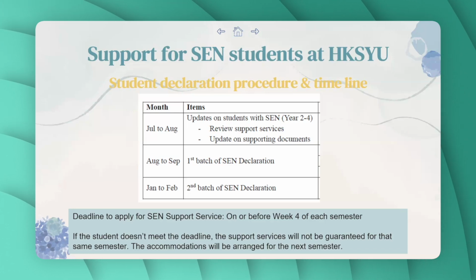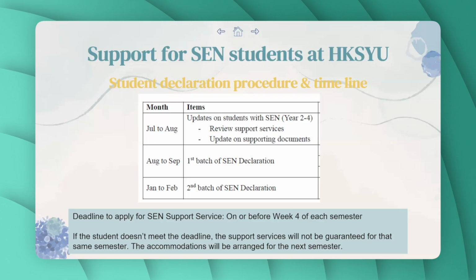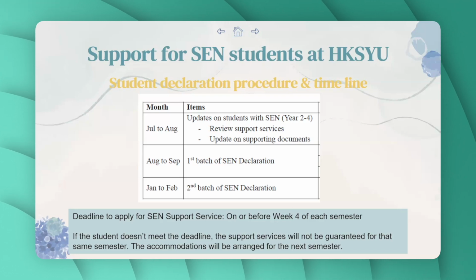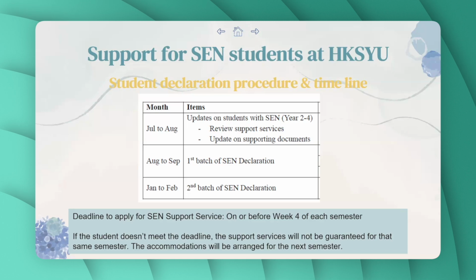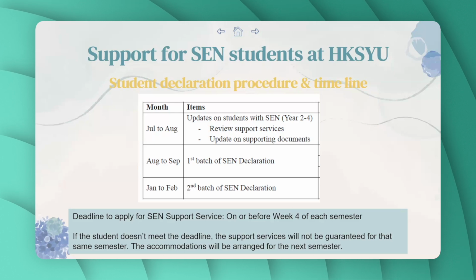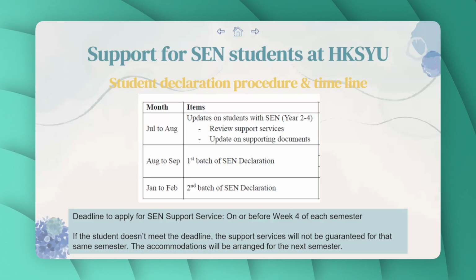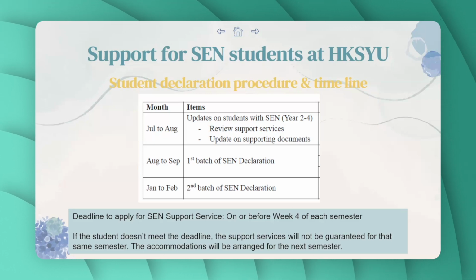And the next, for semester A, we will announce to all students, especially freshmen, to declare their SEN requirement during late August to September. And the next batch is semester B, which happens in January to February. So when they declare their SEN status or requirement, we do meet them individually. Okay, we do have a deadline. This is a highlight here.